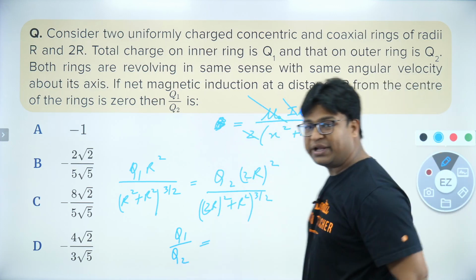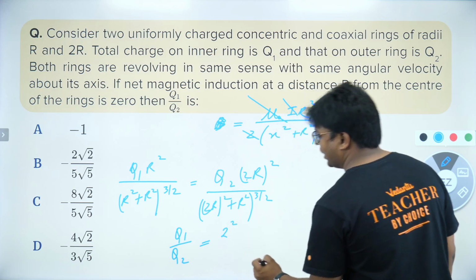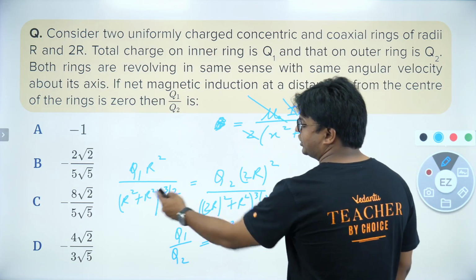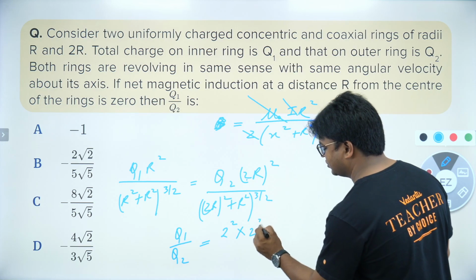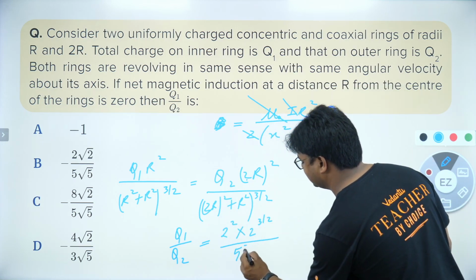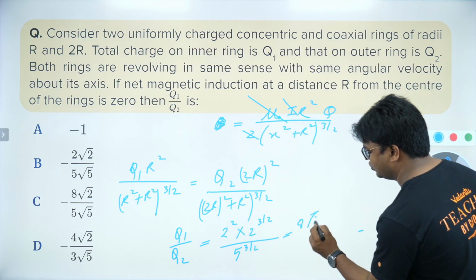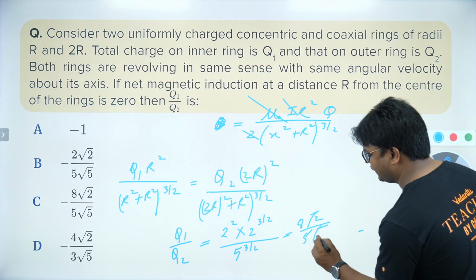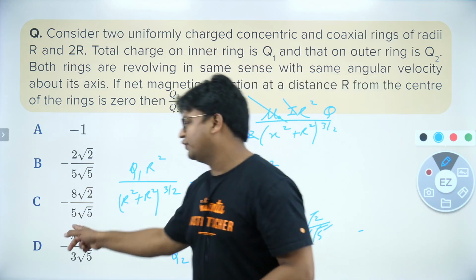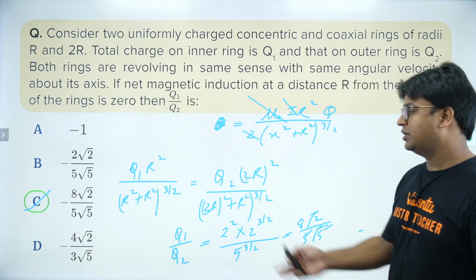Well, the R will get cancelled out everywhere. From here we are going to get a 2 square, and this is going to become 2 raised to power 3 by 2, and this is going to become 5 raised to power 3 by 2. So we are looking for 4, so this becomes 8 root 2 divided by 5 root 5. Alright, 8 root 2, 5 root 5, C option will be the correct one. Right, C option is the correct one.